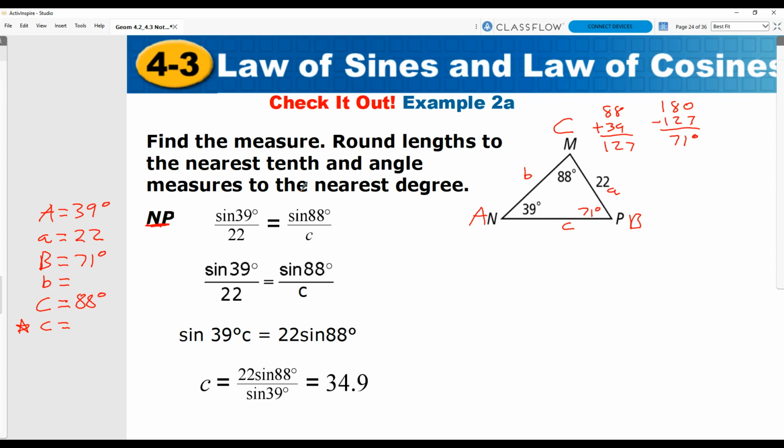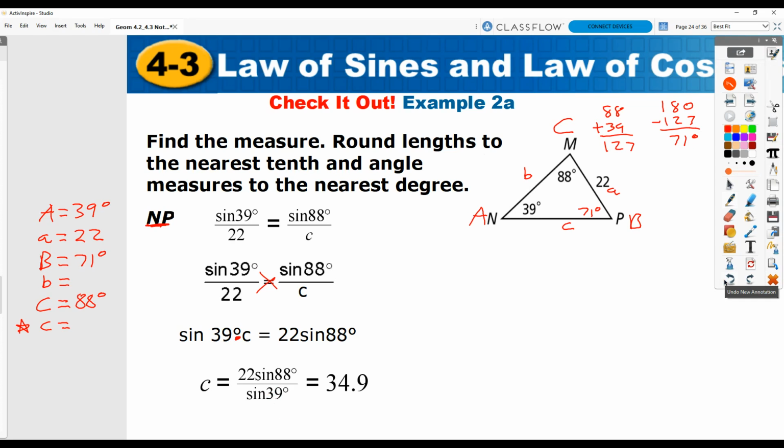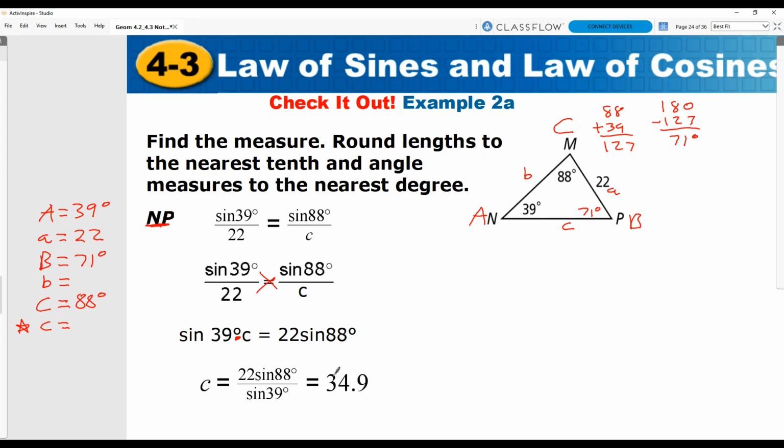That's what we got set up here with the numbers filled in. Here's our sine A over little a is equal to sine C over little c. Now that we got that, we cross multiply. Here we got 22 times sine 88 degrees on one side, and on the other side we have sine 39 times C. Then what they ended up doing is solving for C, so they had to cancel off sine 39 degrees. They divided both sides by sine 39, and it ended up being C is equal to 22 times sine 88 degrees divided by sine 39 degrees. Once they put all that in the calculator and rounded, they ended up with 34.9, and that would be your length of C here.